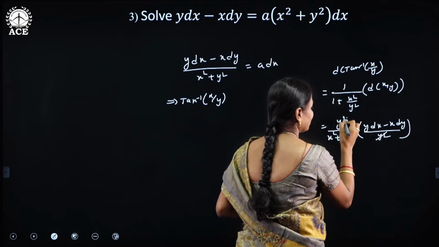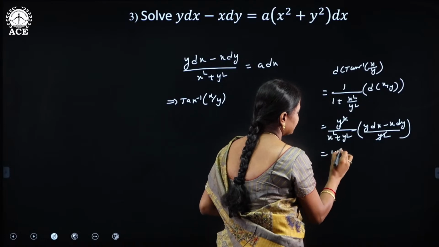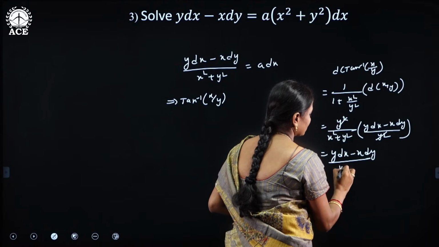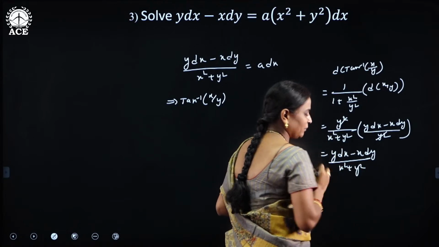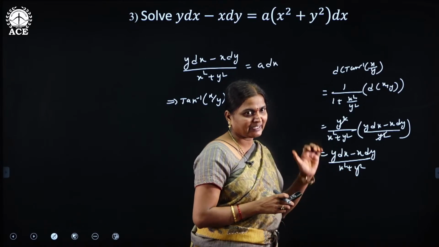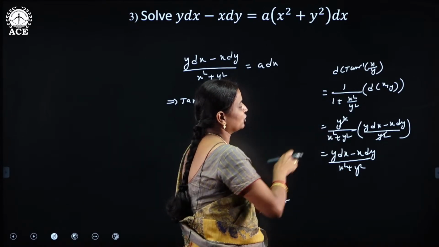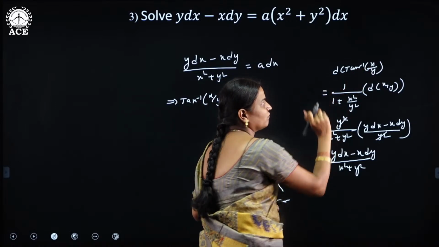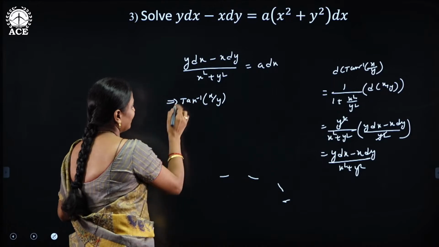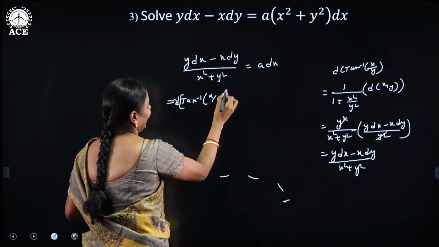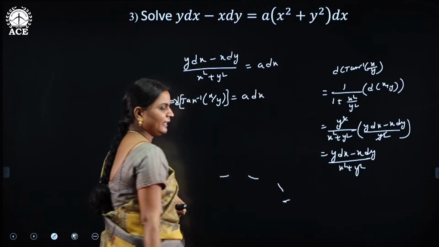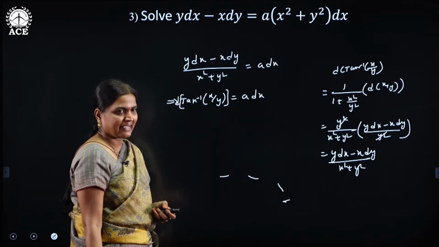Now here if we cancel y square and y square, that is y dx minus x dy by x square plus y square. That means y dx minus x dy by x square plus y square can be written as the exact differential coefficient of tan inverse of x by y. So we can write this as differentiation of tan inverse of x by y is equal to a into dx. Here all the terms are exact differentials.